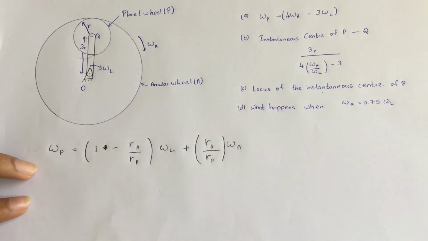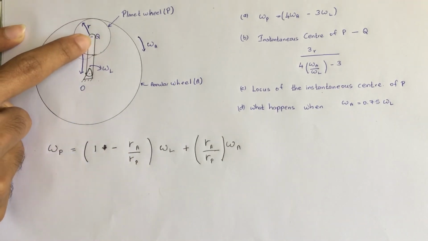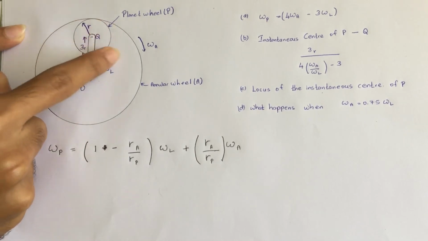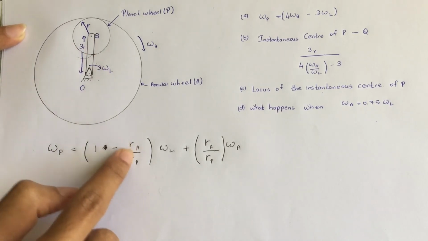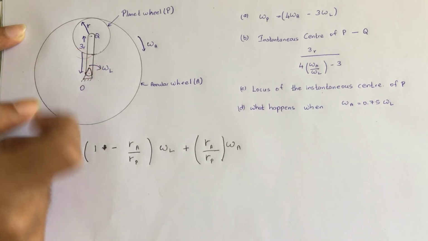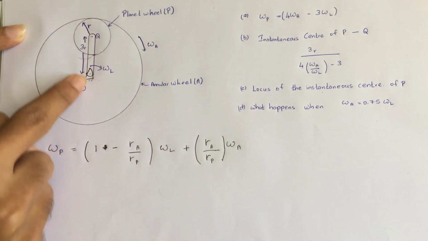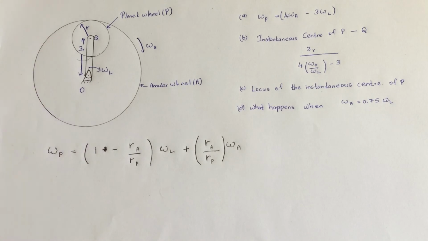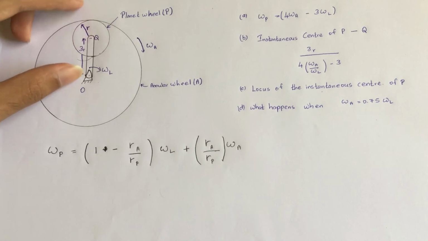So we need to find this RA and RP. We have been given that this is the radius of the planet wheel. We have already found that the RP is going to be this R, as this is the circle from the center Q. The next part is we need to find this RA. This RA we can also find here, as O is the center of this annular wheel. We can find this radius, which would equal 4R, as it's 3R as well as the R over here, so it's going to be 4R.